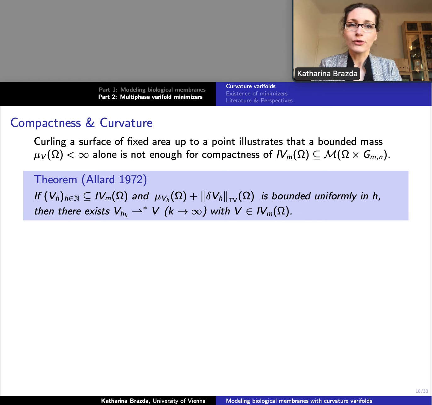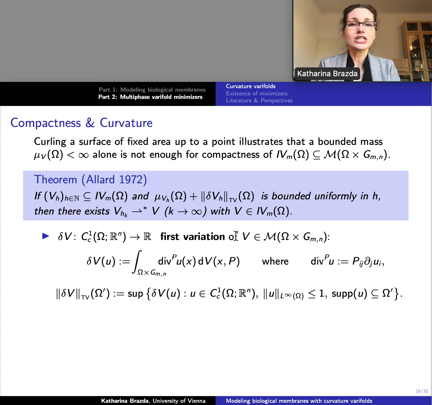Concerning the question of compactness of integral varifolds, it turns out that a bounded mass is not enough, as you can curl up a surface of fixed area to a point. The missing ingredient was identified by Allard, and it is the first variation. The first variation is given by the linear functional delta V, involving the surface divergence of a compactly supported C1 vector field U, which you can see here. And its total variation norm is given by this supremum here.